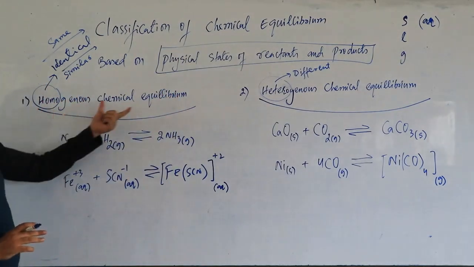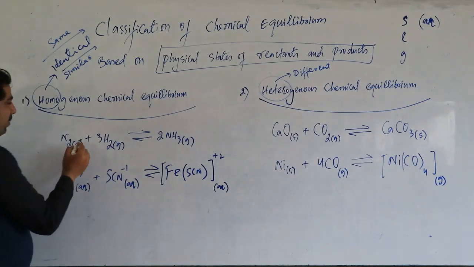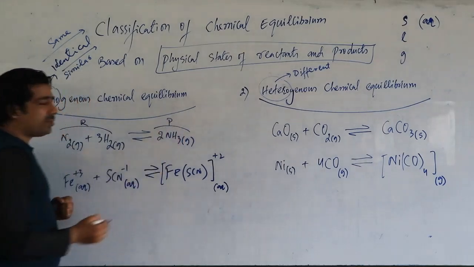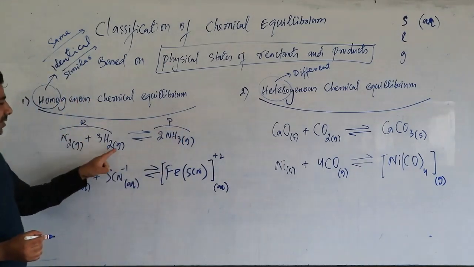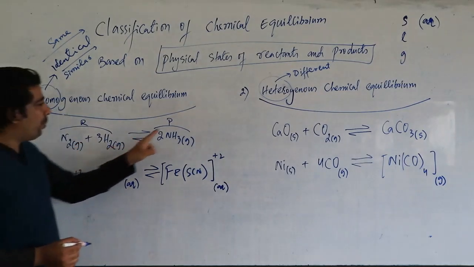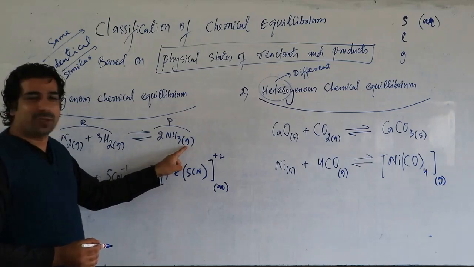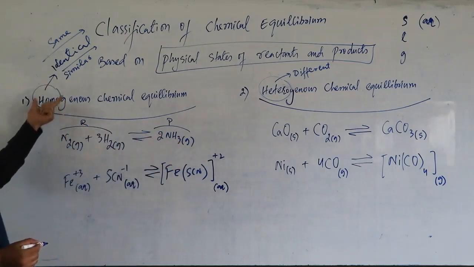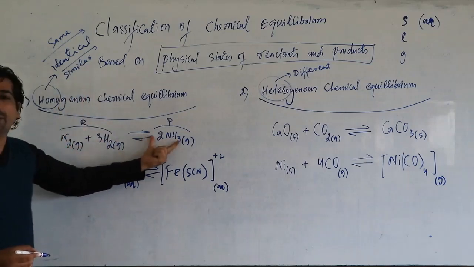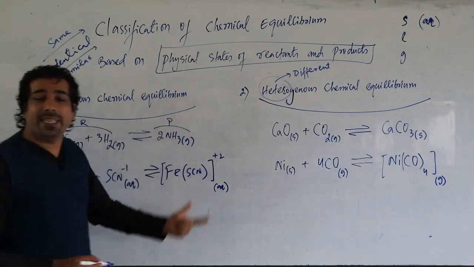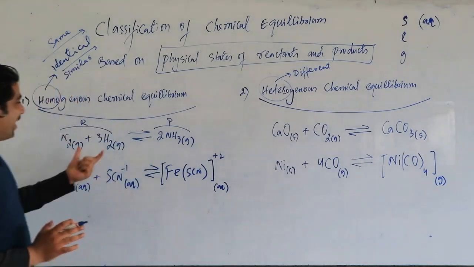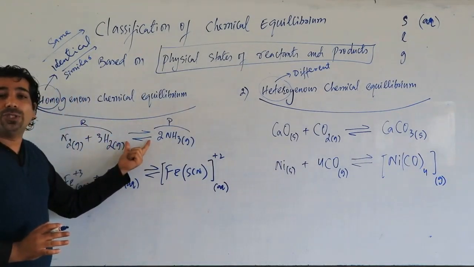Now look at the homogeneous chemical equilibrium. These are my reactants and these are my products. Look at the physical state of reactants, gaseous and gaseous. So reactants are gaseous. Product is also gaseous. So my dear friends, homo basically means same, identical or similar. The reactants and products both are in identical state. And what is that identical state? Gaseous state. So this equilibrium will be called homogeneous equilibrium.